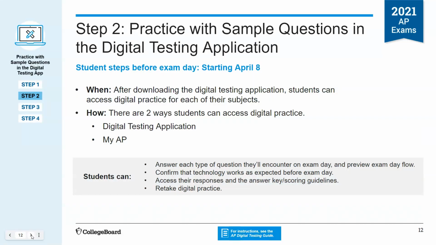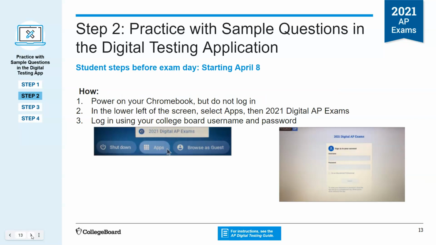Step 2: after you've downloaded the app on your personal computer or opened the app on your Chromebook, there are some practice things that they would like for you to do. Practice using the app so that you can get used to having that application there. You'll be able to answer each type of question that you'll see on exam day, see what it'll be like on exam day, and make sure that your technology works. You can look at your responses and look at the scoring guide, and then you can retake things as you go. So here's how you do it.